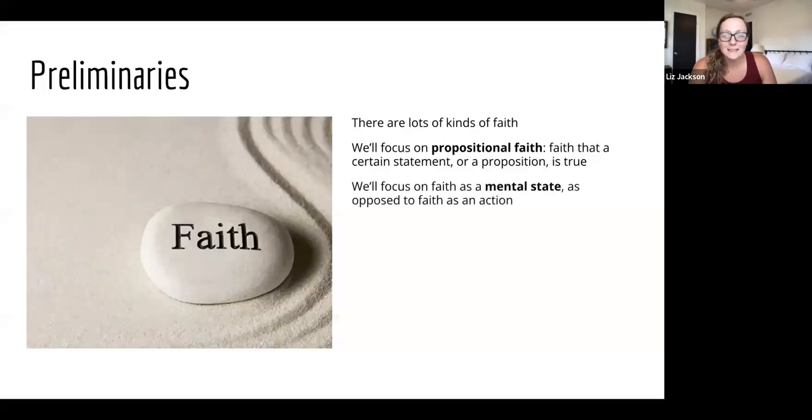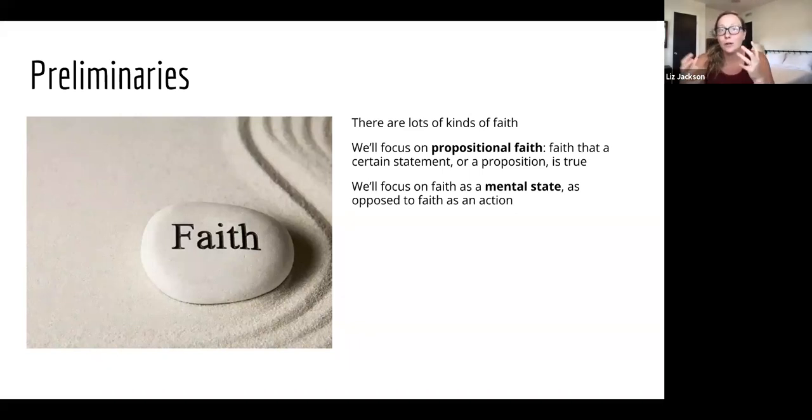And then the second distinction is we're also going to be focusing on faith as a mental state. I actually think this is a really important distinction between faith as something that's more belief-like, at least in the sense that it's a thing that's in your head. It's a mental state. Beliefs and desires and emotions, those are mental states. There's a type of faith that's similar to those, and that's opposed to faith as an action, as a thing that you do.